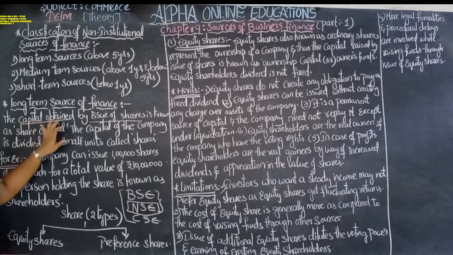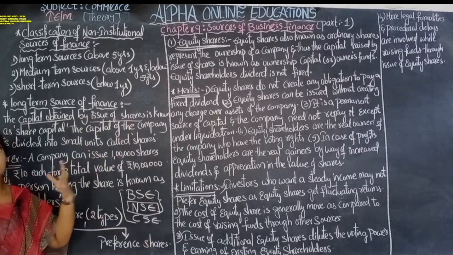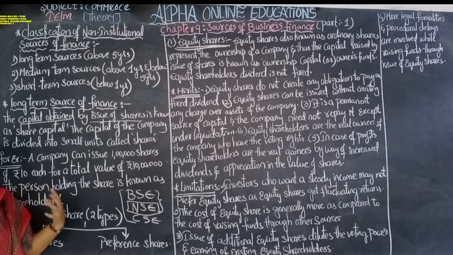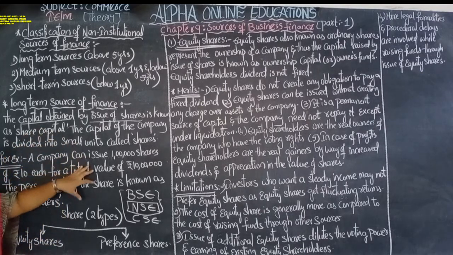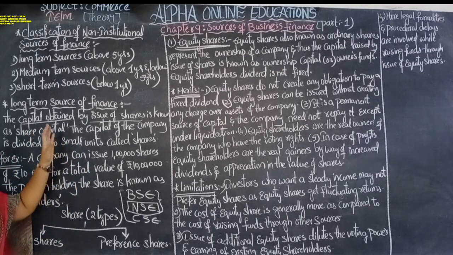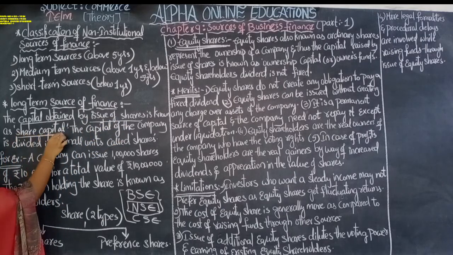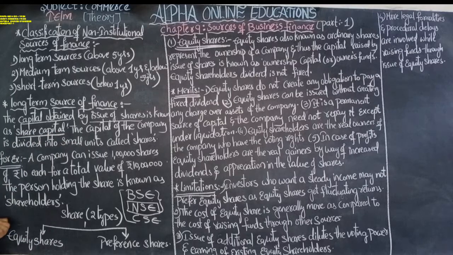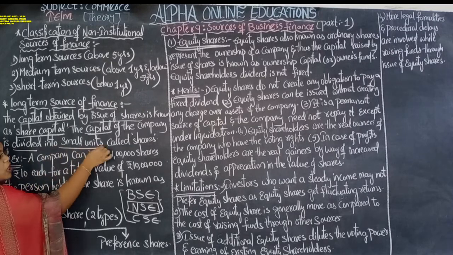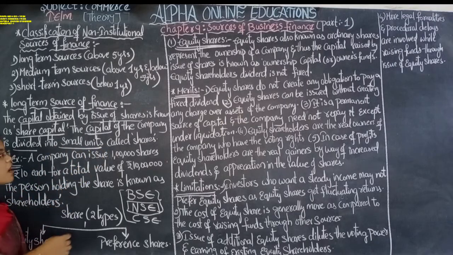So capital obtained by issue of shares, when we are gathering the capital, that is mooladhanam. In order to start the business we require a capital. So if we are issuing the shares in order to get the capital, that capital is known as share capital. The total capital of the company is divided into small units. Those small units are known as shares.